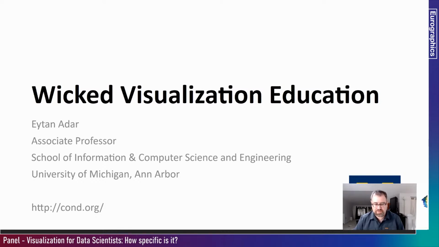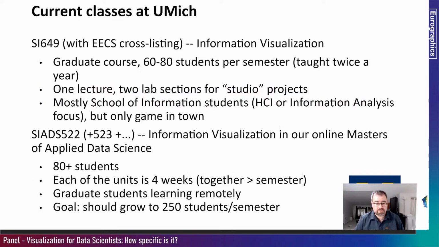I'll talk briefly about a couple of classes that I'm teaching. I have 2. One is a residential class called SI 649. It's taught mostly in the School of Information, but has a computer science cross-listing. It is a graduate class with 60 to 80 students per semester. We teach it twice, and it's about 3 hours of contact a week: about an hour and a half of lecture and an hour and a half of a studio section where we do a couple of different things, which I'll talk about in a second.